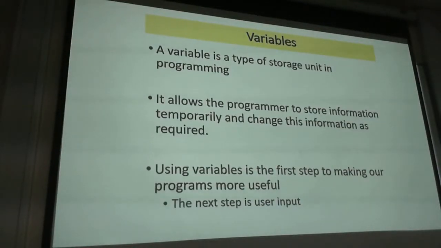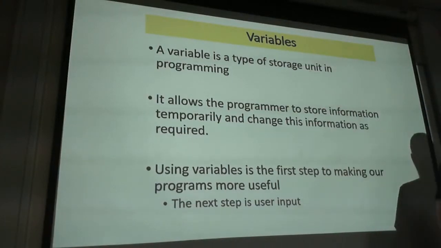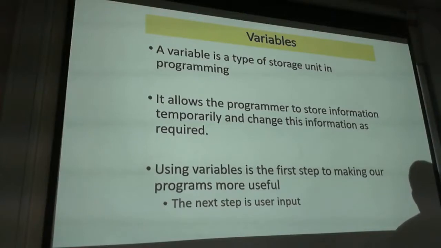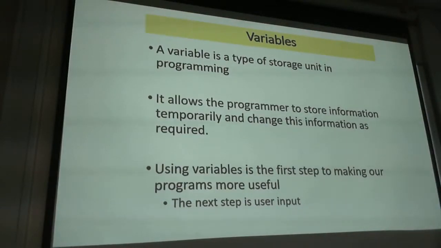A variable is a storage unit inside programming. It's temporary. It exists while the program is running, and by the definition of its name, the value inside it generally changes through the life cycle of your program. It'll start at one value, it may get changed along the way, and it may be a different value at the end. It doesn't have to, but it has the possibility of changing. It's our first step in making our programs useful.